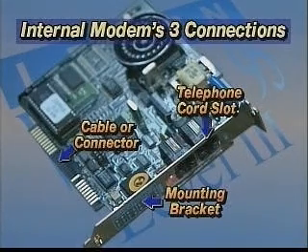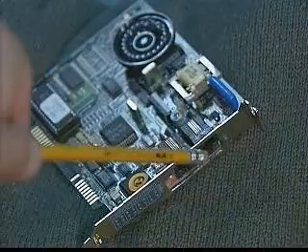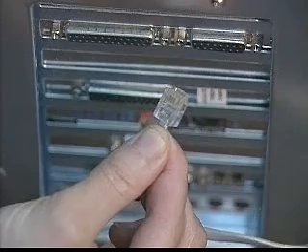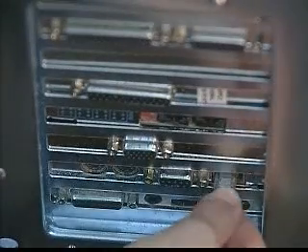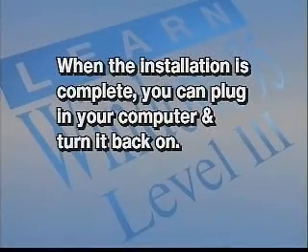When you've identified each of those connections, follow the installation instructions that came with the peripheral to fasten it into the case and hook it up. The phone connection slot will be on the back of the card where you can reach it after the computer cover is put back on. You don't need to hook up that connection until you've put the system back together. When the installation is complete, you can plug in your computer and turn it back on.